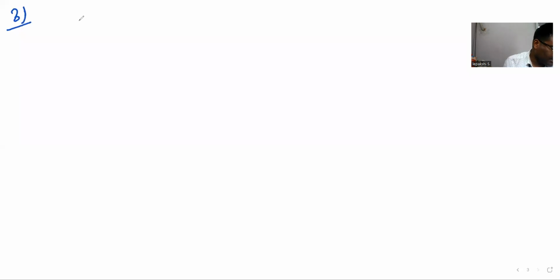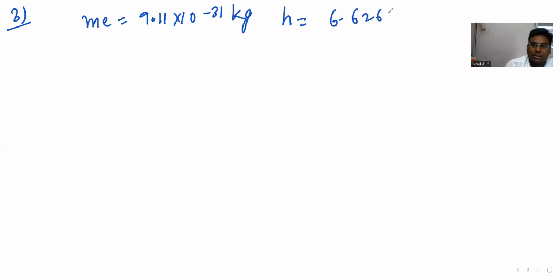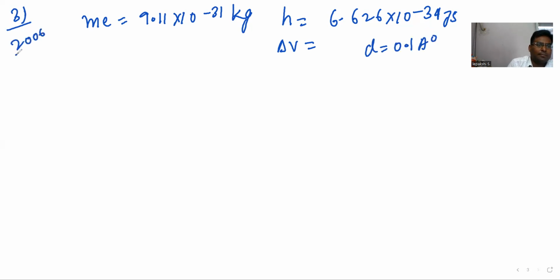Given mass of electron is 9.11 into 10 raised to minus 31 kg. Planck constant h is equal to 6.626 into 10 raised to minus 34 joule second. You have to find the uncertainty involved in the measurement of velocity, delta V, with a distance given as 0.1 angstrom. Right, it was asked in 2006.